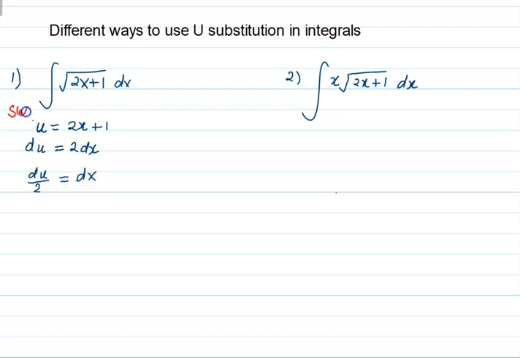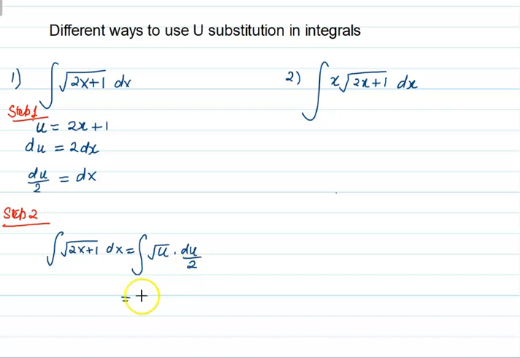For that, we divide both sides by 2 and get the expression for dx. This was step 1. Then for the second step, we convert the given integral in terms of u. Square root of 2x plus 1 becomes square root of u because dx is equivalent to du over 2. So we replace dx with du over 2. Then we can move this constant outside the integral. 1 over 2 is moved outside. To get the integral of square root function, first we rewrite it in terms of exponent. So we can write it as u raised to power 1/2 du.